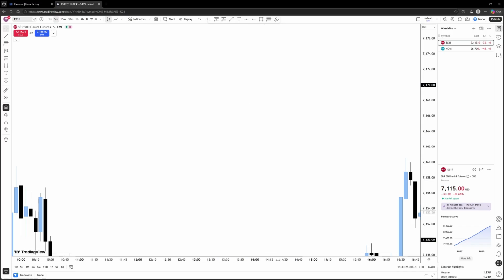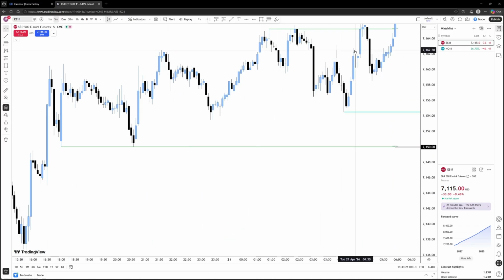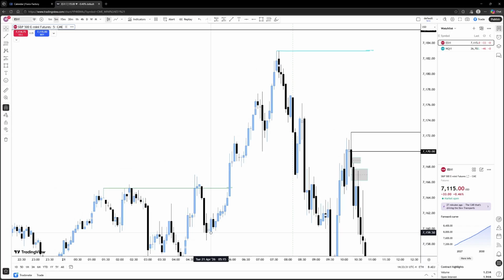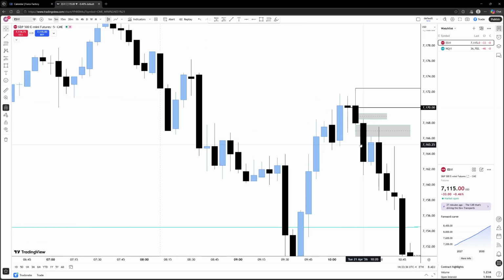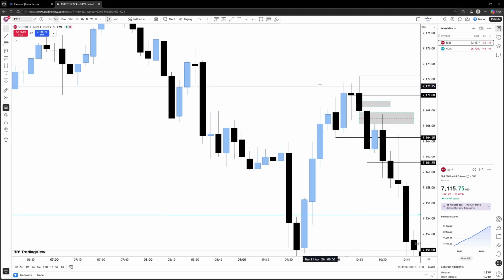Let's see how it looks on the 5 minute. Yeah, see, on the 5 minute, we got a 5 minute low here, comes up, and then boom, makes another low here. So once it breaks up here, okay, so on the 5 minute, this is how it is.